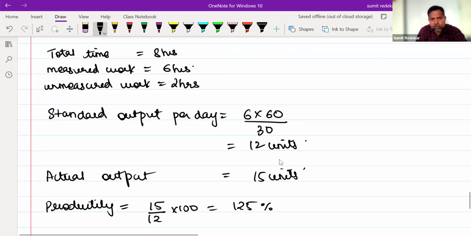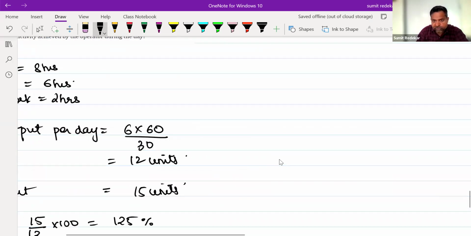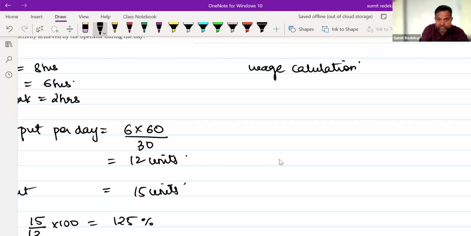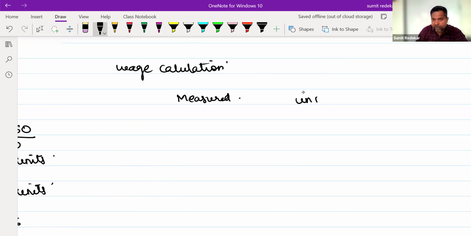Now 25% more of what? Of their actual salary. So now I need to come to the salary calculation or wage calculation. Now wage calculation will be done on two bases. Wage calculation for the measured work and wage calculation for the unmeasured work. Why? If you remember, we will be paying him for both, but we will not be giving him an incentive or bonus for unmeasured work. So we begin with number one, time. Time spent on measured work is 6 hours. Unmeasured work is 2 hours.